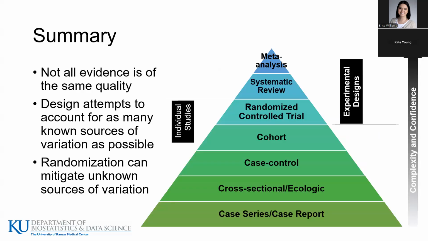To summarize what we talked about today, not all evidence is of the same quality. You can use this pyramid to understand how much confidence you can have in the results of your study. Study design attempts to account for as many of these sources of variation as possible. But the gold standard for individual studies is the randomized controlled trial, and that's because randomization can mitigate both known and unknown sources of variation.